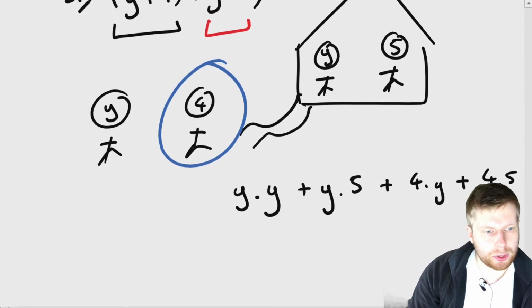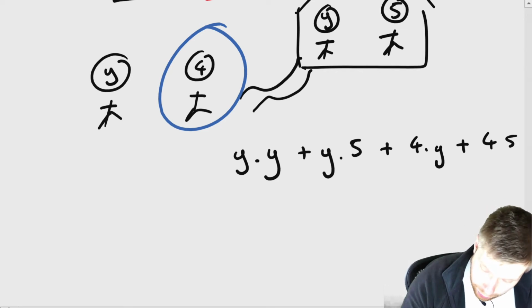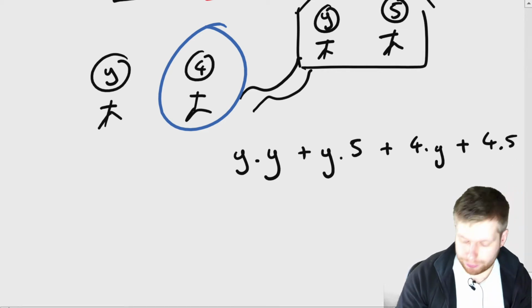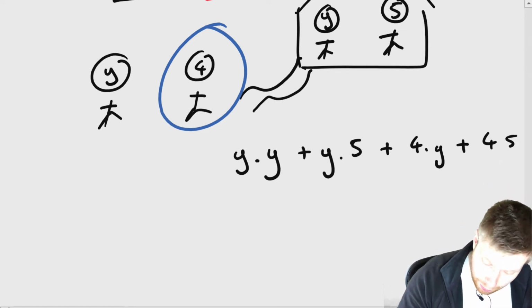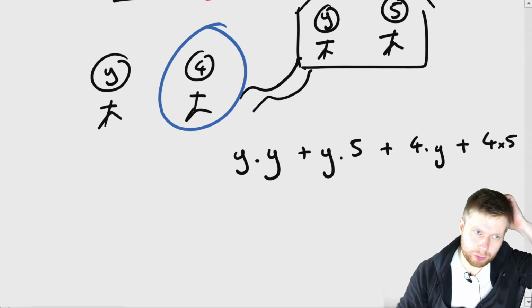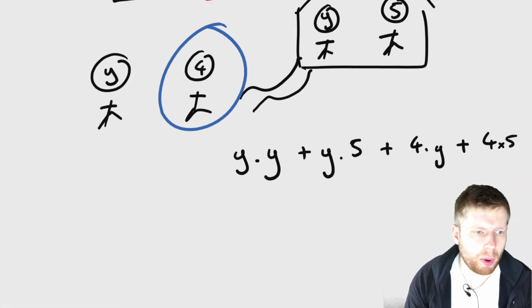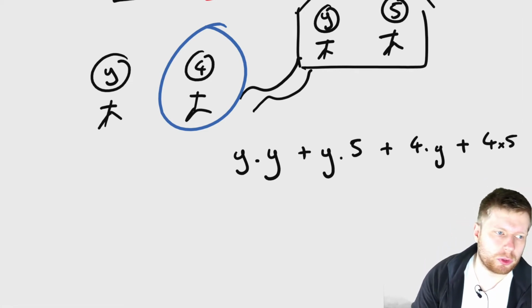Now, you notice here that I've written 4 times 5 with the dot. That looks wrong, because it looks like 4.5. So if you're combining together two numbers, write a times. It's always better to write a times. It's fine to write a dot if you're combining letters and numbers, or letters and letters, but if you want to combine together two numbers, always write a multiplication.